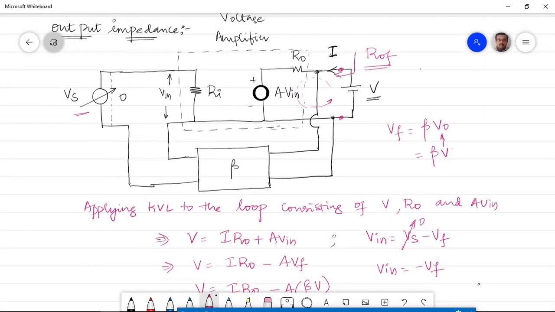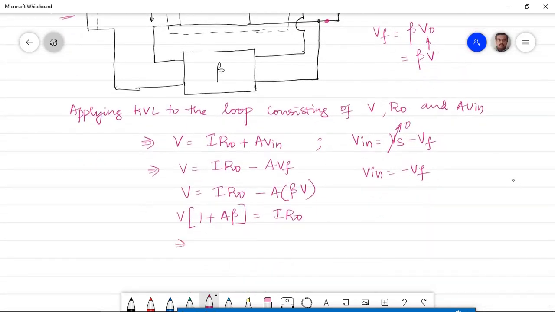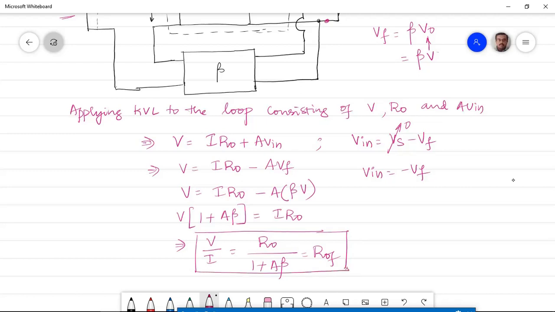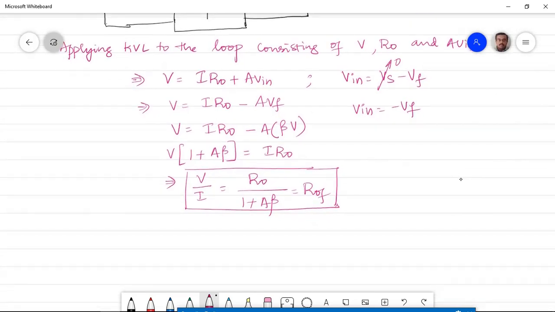How would you define this ROF? You can define it as V divided by I. So your job is to arrive at this V by I. From this equation, it becomes very clear that V by I is equal to R naught divided by 1 plus A beta, which is equal to ROF. So this is the output impedance offered by a voltage series feedback amplifier, or in simple words, a voltage amplifier with negative feedback.